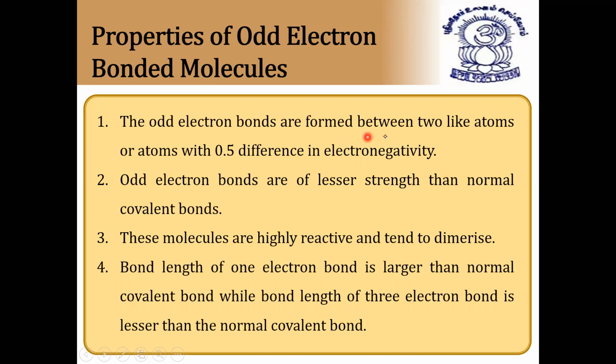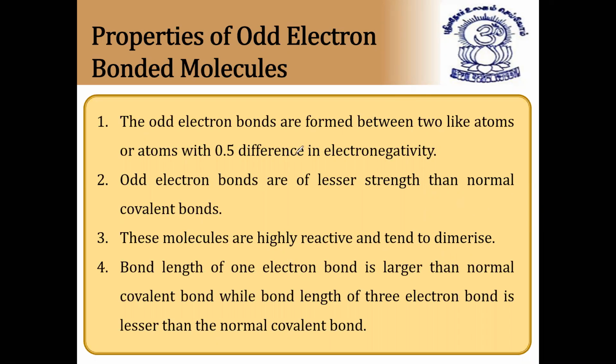The odd electron bonds are found between like atoms or atoms with 0.5 difference in electronegativity. The odd electron bonds are of lesser strength than normal covalent bonds. These molecules are highly reactive and tend to dimerize. Dimerize means they will form two molecules combined. For example, AlCl3 does not exist because it is an odd electron molecule. It exists as Al2Cl6, a dimer. So this is called a dimer.